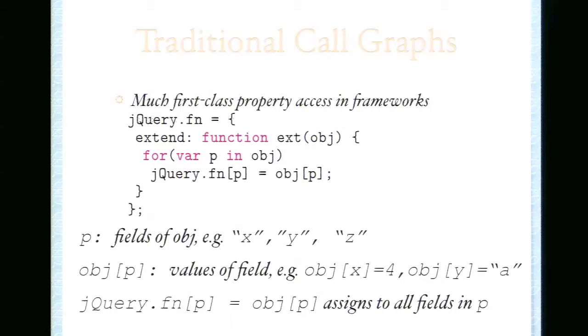Now, that's fine. That's all very well. But if you think about doing any kind of flow insensitive analysis, the question you have to ask is, what does obj point to? Okay, I have some points-to set for obj. What does p point to? Well, p points to every field that's bound in obj. So now what does obj sub p point to? Well, it points to some value that's stored in some field of obj. And then what does this assign? This points to any field of jQuery.fn that p might point to. So essentially what I'm doing is taking every value in every field of obj, and copying it into every field of fn.